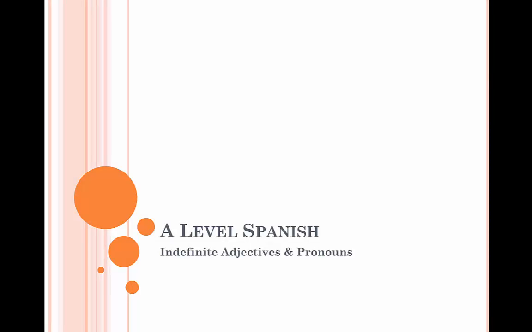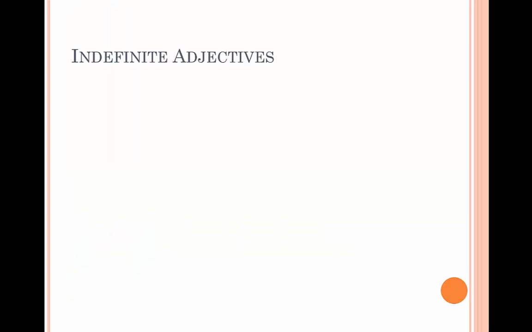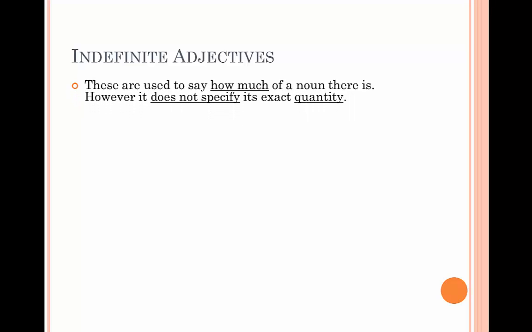In this video we will be looking at indefinite adjectives and pronouns. Indefinite adjectives, contrary to definite adjectives, are used to say how much of a noun there is in a sentence. However, it's not going to specify its exact quantity. Let's have a look at which ones they are.